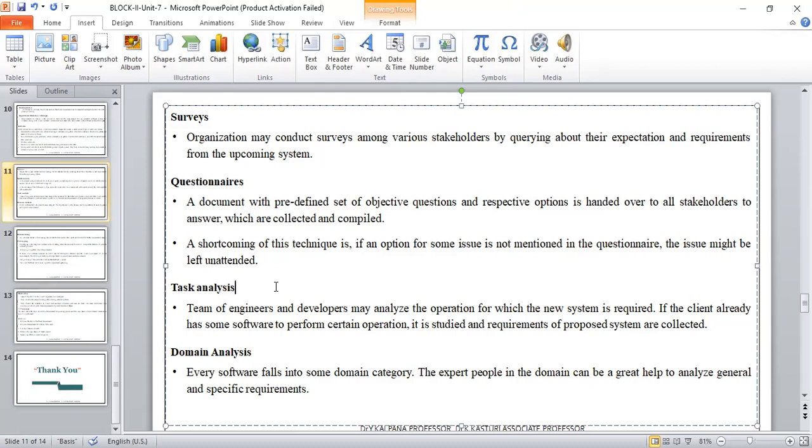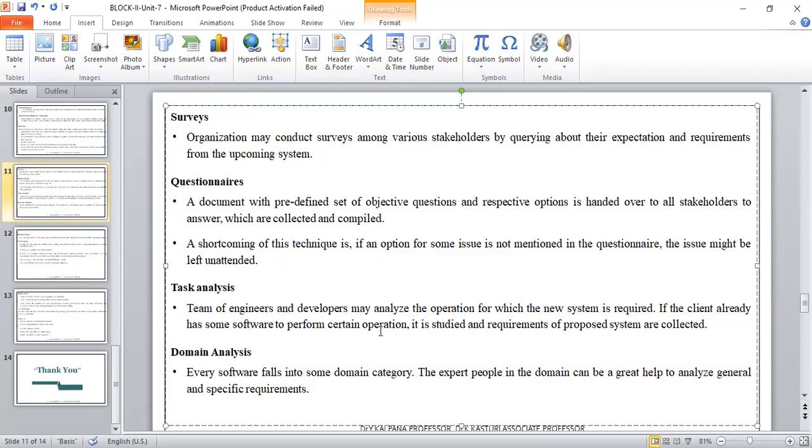A team of engineers and developers may analyze the operation for which the new system is required. The client already has some software to perform certain operations. It is studied and the requirements of the proposed system are recollected. In task analysis, the team of engineers and developers should analyze the existing system so that they can study it and find the requirements of the proposed system. Based upon the existing system, they find the requirements of the proposed system.